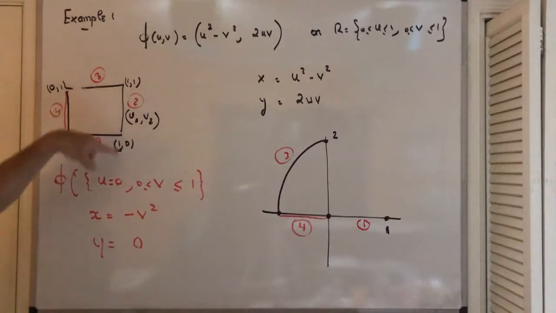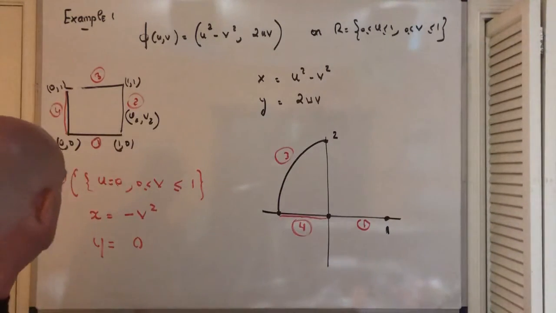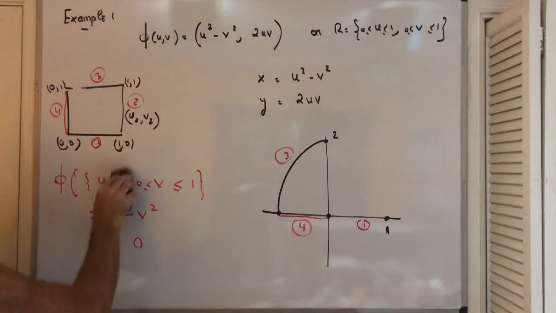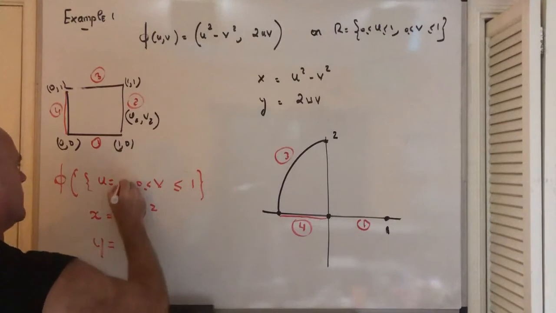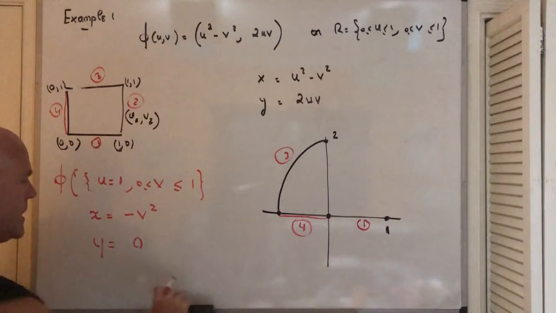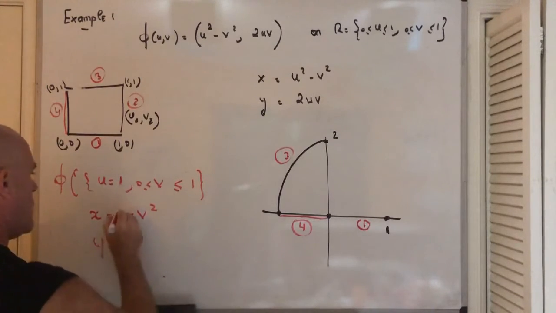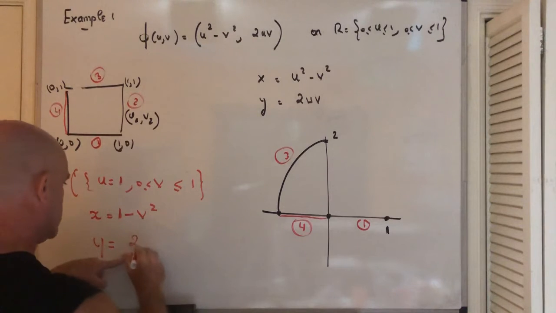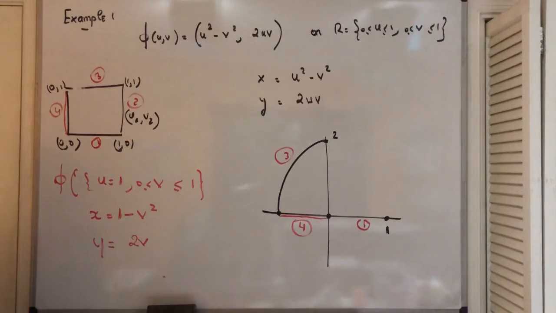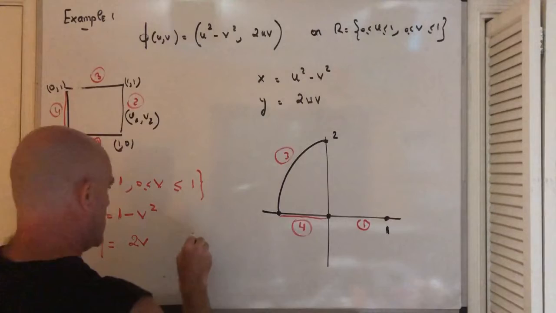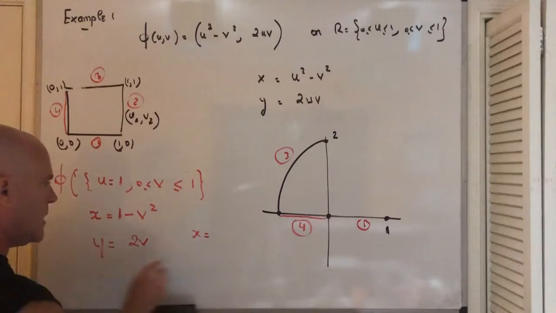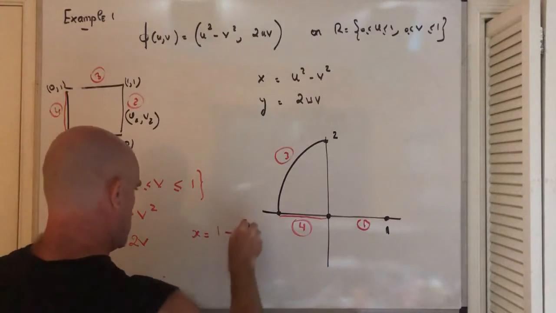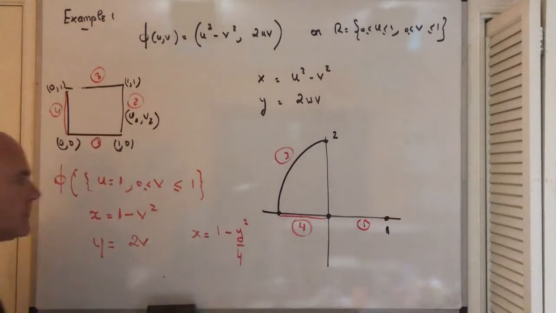Now we'd like to look at the image of number 2. So I need to put u equal to 1 this time. What I'm going to get is not this expression, but 1 minus v squared, and what do I get here? 2v. Pretty much I'm going to get a similar expression. X is going to be equal, this time, to 1 minus y squared divided by 4. So it's an equation again of a parabola.